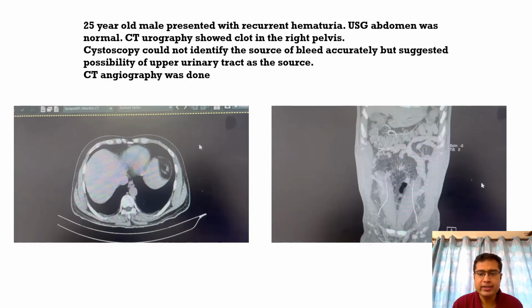So this is another interesting case of a 25-year-old male who presented with recurrent hematuria, and the ultrasound abdomen was completely normal, and on CT urography it showed a clot in the right renal pelvis.